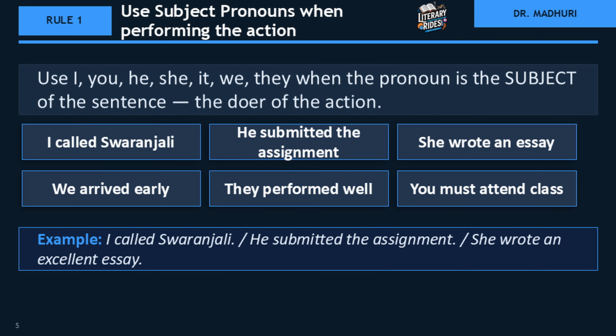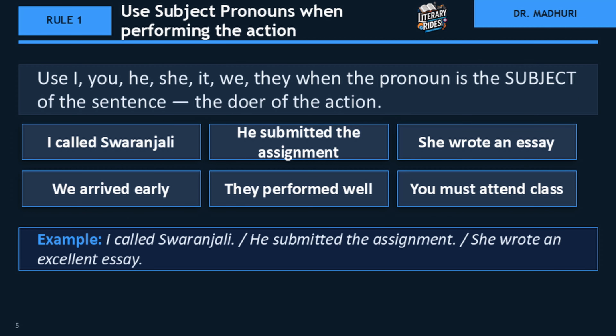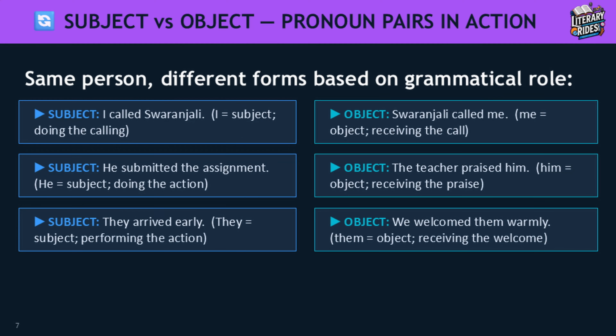She versus her. She wrote an excellent essay. She is the subject. The professor appreciated her. Her is the object. They versus them. They arrived early. They performed the action. We welcomed them warmly. Them received the welcome. The logic is consistent across all pronouns. Subject does the action, object receives it.